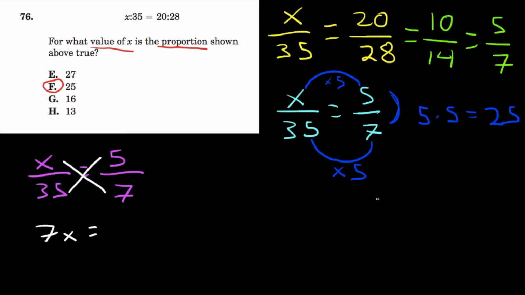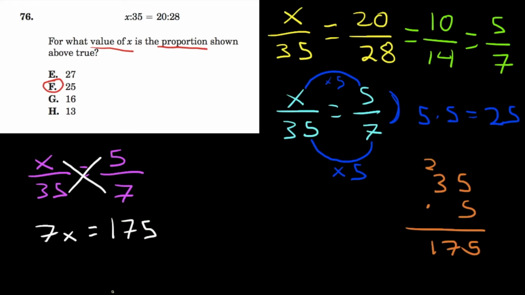I don't know, so I'm going to do it on the side of the page. 35 times 5, 5 times 5, 175. So 7x equals 175. And we want to solve for x, which means isolating it. We're currently multiplying it by 7, so to undo that, we have to divide both sides by 7. And we get x equals whatever 175 divided by 7 is.